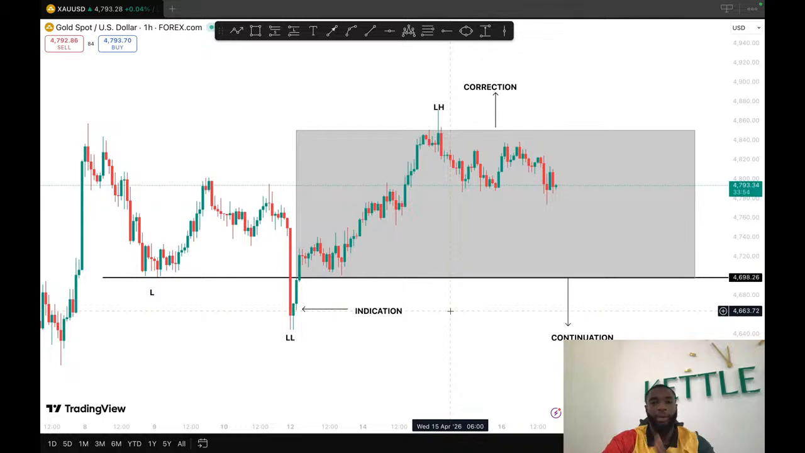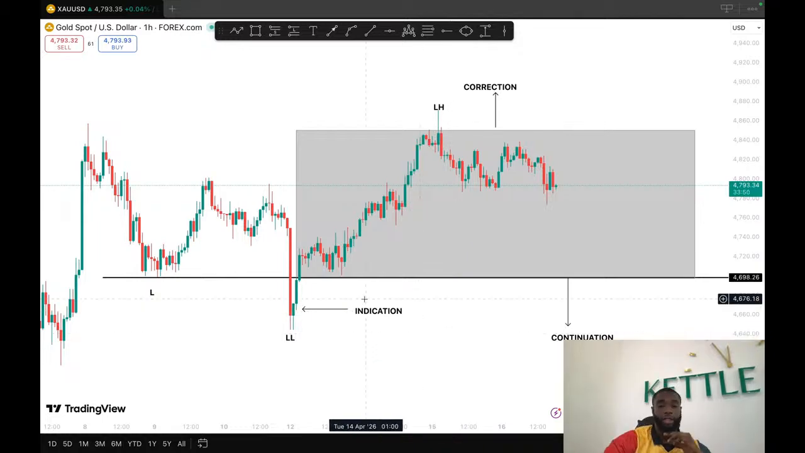So that's it about the correction. The correction is just price breaking down in the lower time frame, waiting for the lower time frame to flip back bullish to go with the overall trend, which is the bullish trend that you identified on the higher time frame.